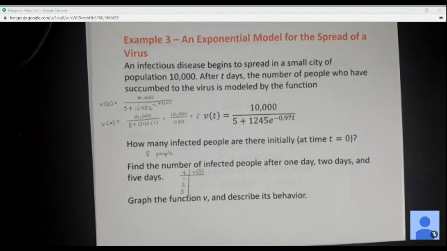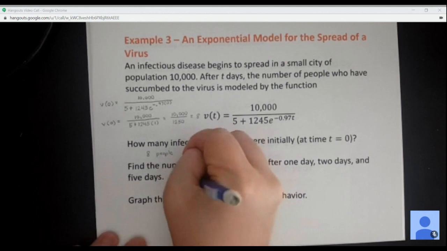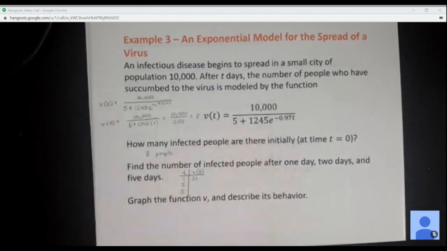All right, has anybody at least gotten 1 day yet? Good. Okay, so 1 day should get 21 people infected there. Did anybody finish that part and not actually get that answer? Any questions about how we got that answer? Has anybody finished 2 yet?